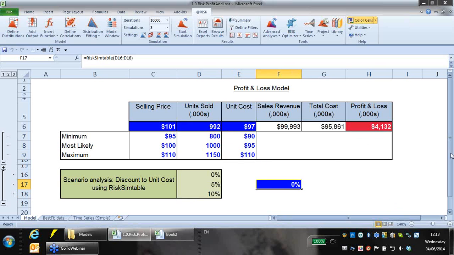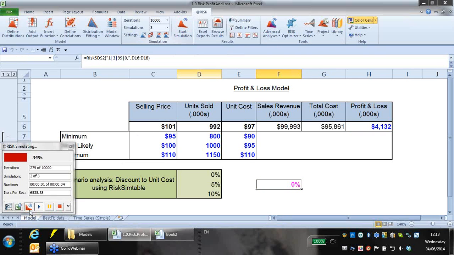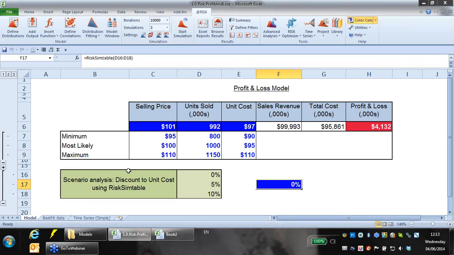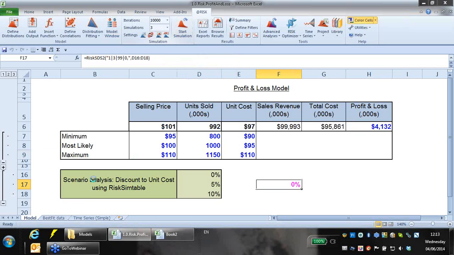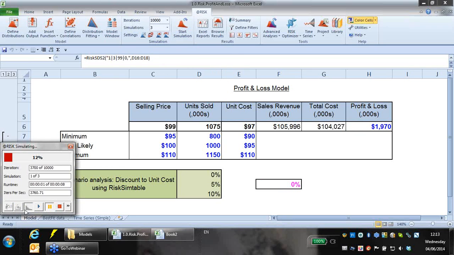If you also remember 0% here, then let's kick this off and show you what happens. If I go start simulation, actually I need to put updating on. So if I do that and then pause it, okay, I've just paused it.